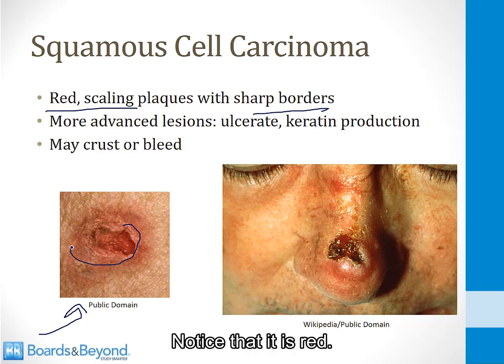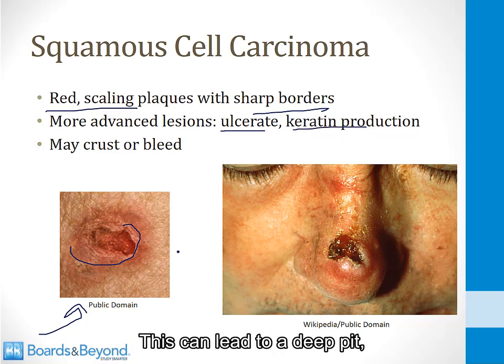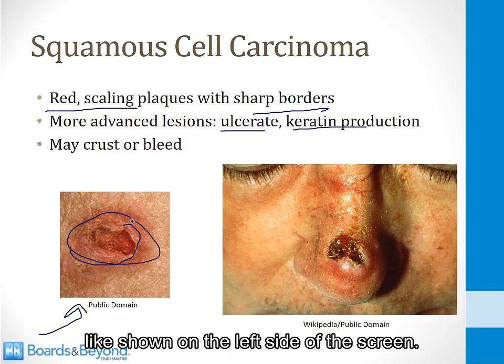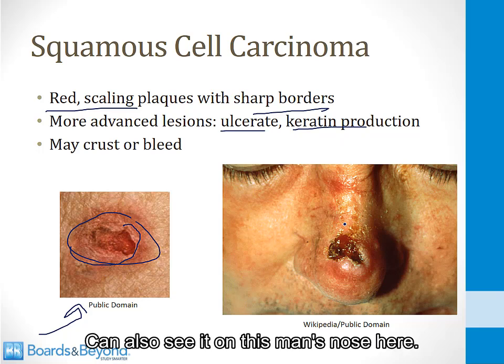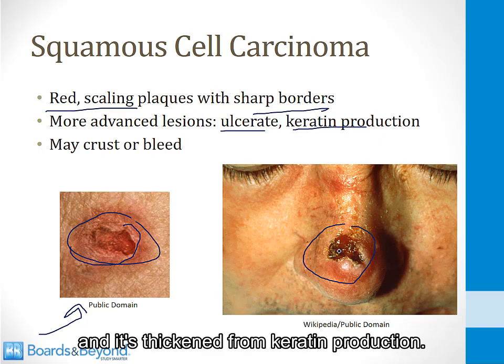Notice that it is red. As the lesions get more advanced, they can ulcerate and produce keratin. This can lead to a deep pit, like shown on the left side of the screen. You can also see it on this man's nose here. There is an ulcer in the middle of the lesion, and it's thickened from keratin production.